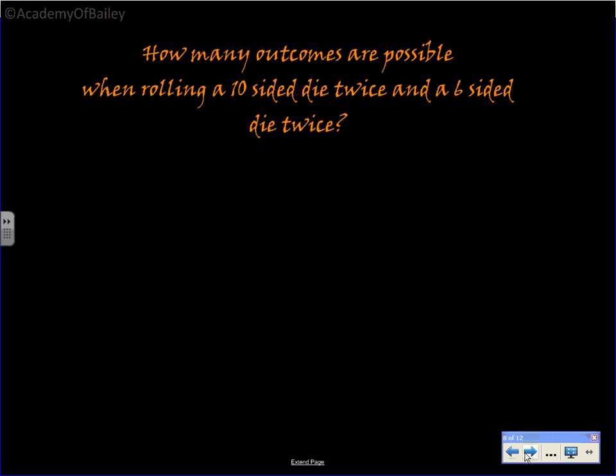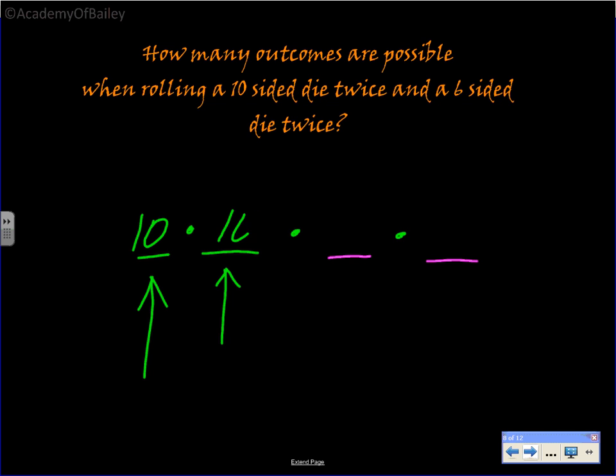This is how many outcomes are possible when rolling a 10-sided die twice and a 6-sided die twice. So you roll the 10-sided die twice, you roll the 6-sided die twice. So how many different outcomes are possible? Well, in the first slot, you're rolling the 10-sided die, so 10 outcomes possible. Second slot, 10-sided die, 10 outcomes are possible. Third slot, 6-sided die, so you can get 6 different outcomes, and that's the same with the fourth one, 6 different outcomes.